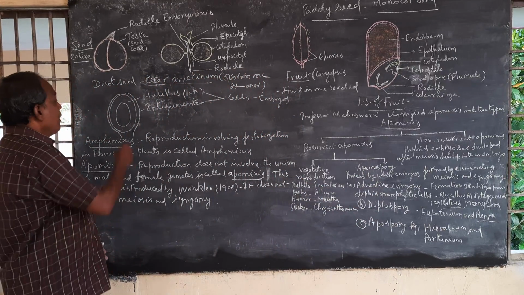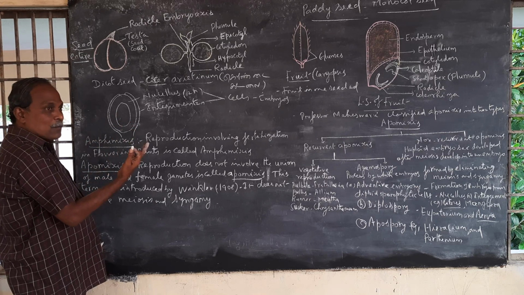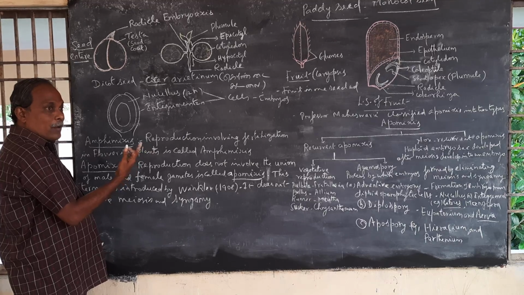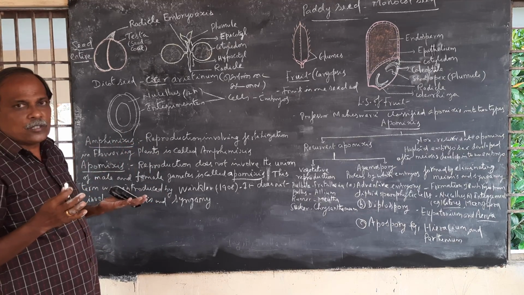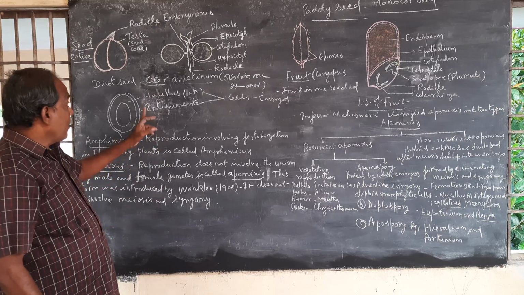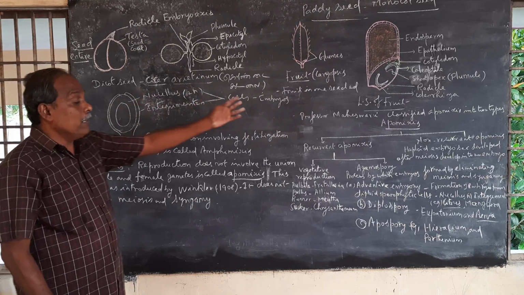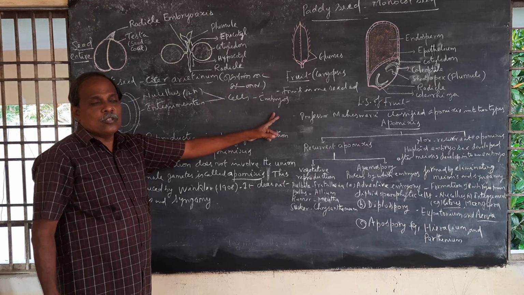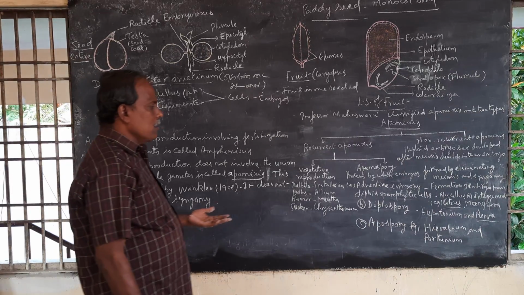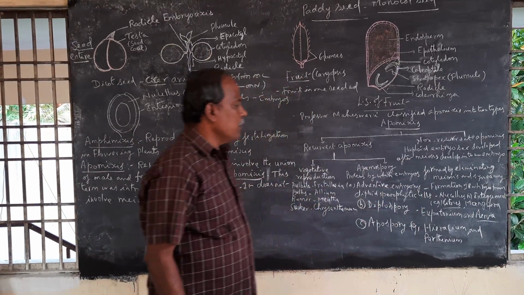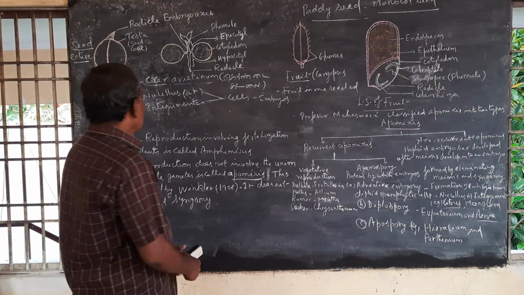Normally the embryo sac is formed from the megaspore mother cell after meiosis. But what happens here? Such cells will not function. Instead, one cell or some cells from the nucellus or the integument directly function as a diploid embryo. This kind of development is called adventive embryos. Examples: citrus, lemon, and mangifera, mango.